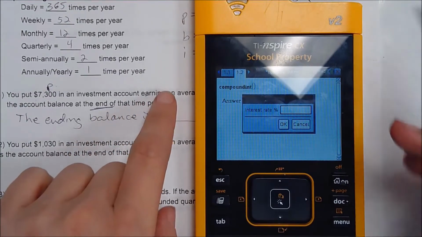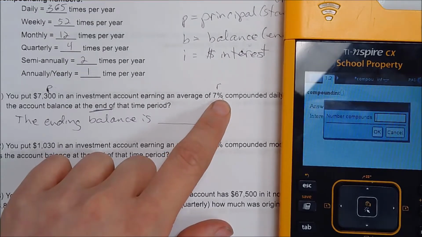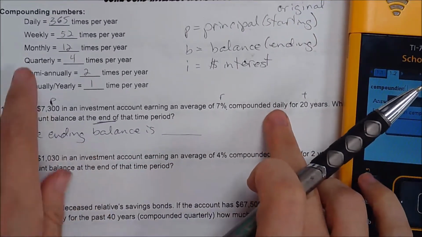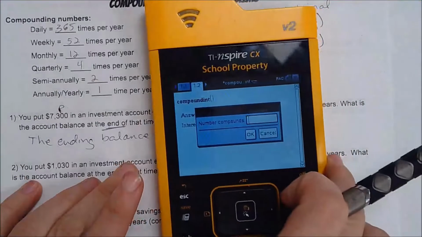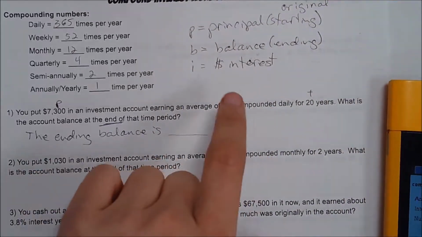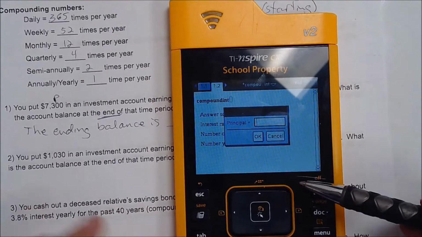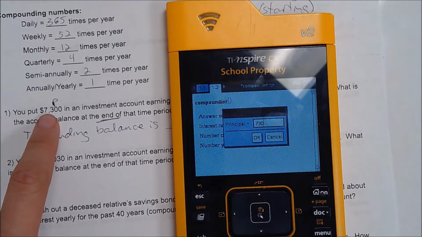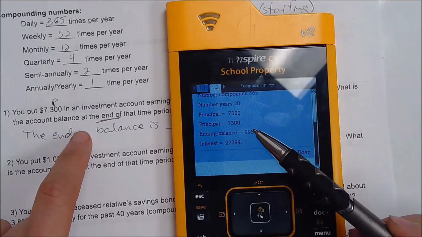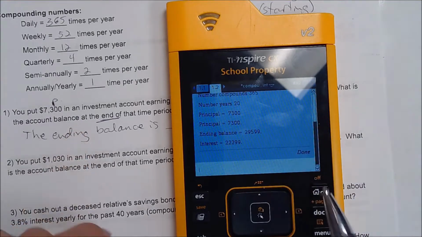Then we need to give the interest rate, which is 7%. So again, just put 7, no percent sign, no moving of decimals, nothing fancy. Number of compounds, we are compounding daily. So there are 365 days a year, so put 365. And then for how many years, it's 20 years right there. So 20 is time. And then our principal was 7,300. We want the ending balance, so make sure you read the correct number off there. The ending balance is $29,599.